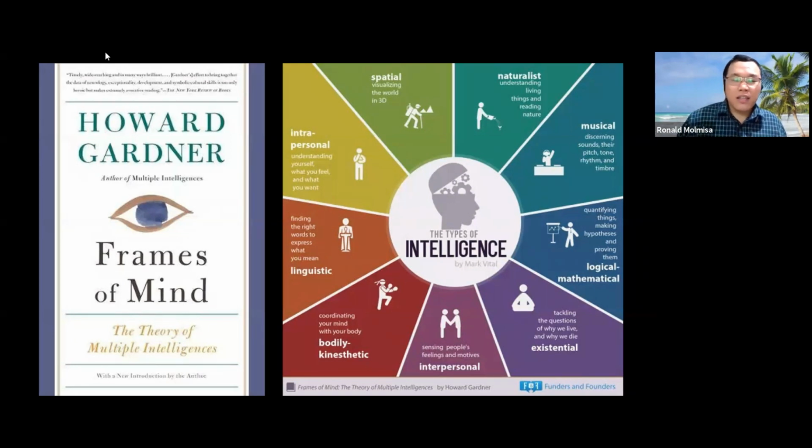And then, interpersonal. Those who would like to be human resource people, they're really good in negotiations kasi interpersonal, no? They're good at dealing with people's issues. And meron din bodily kinesthetic, itong ating mga athletes, linguistic, yung magagaling sa words, either written perhaps or spoken, at intrapersonal. Ito yung understanding yourself, what you feel, and what you want. So sila yung mga philosophers and those who can help people process their emotions because they themselves have the skills to process their own emotions.